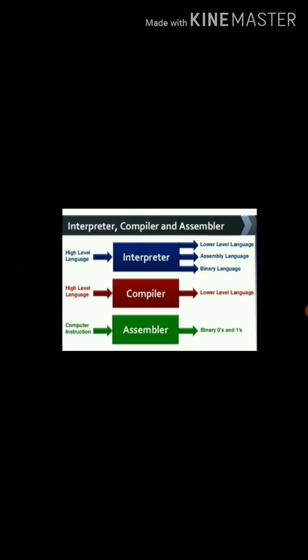Okay. Next is compiler. A compiler converts a high level language program into machine language, but it translates the whole program at once and generates a list of errors. If you correct the errors, then it converts into machine language or low level language.